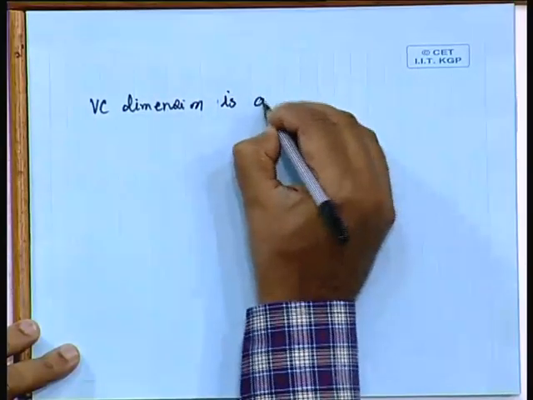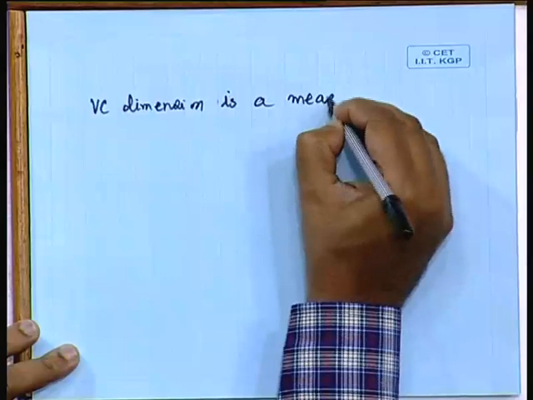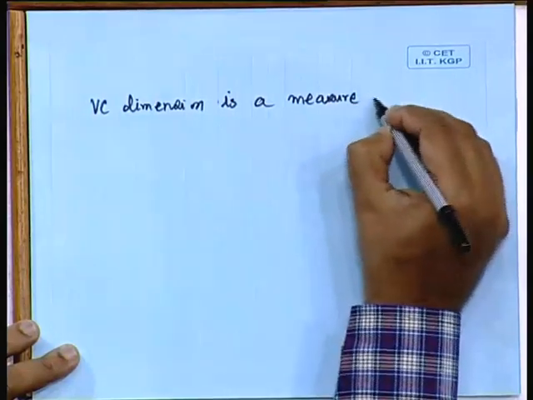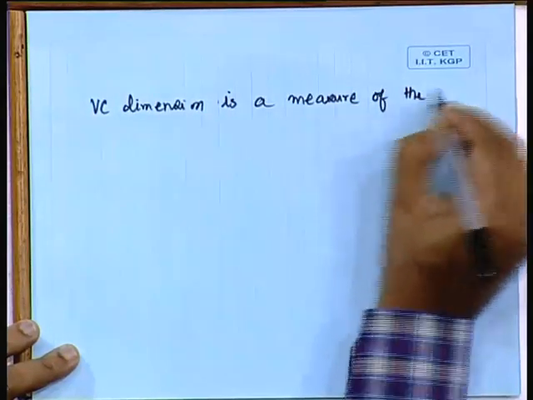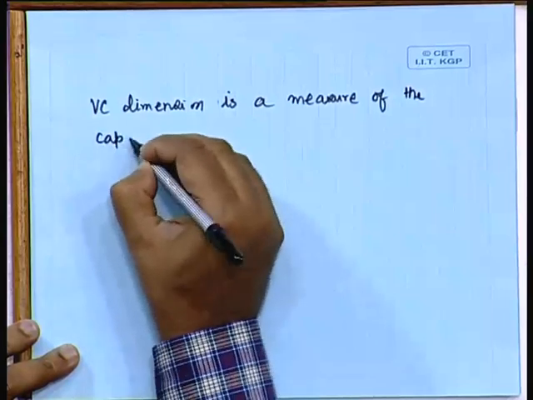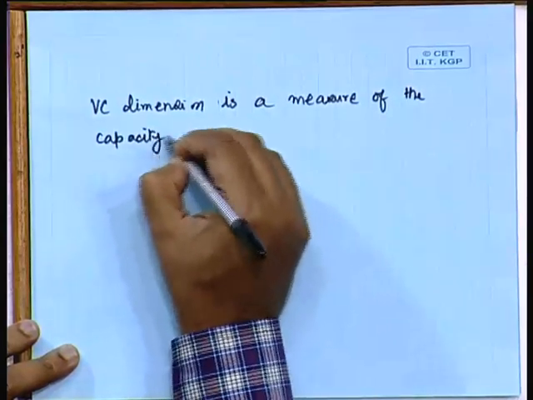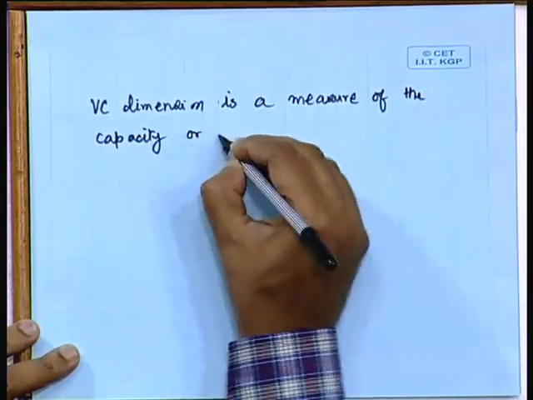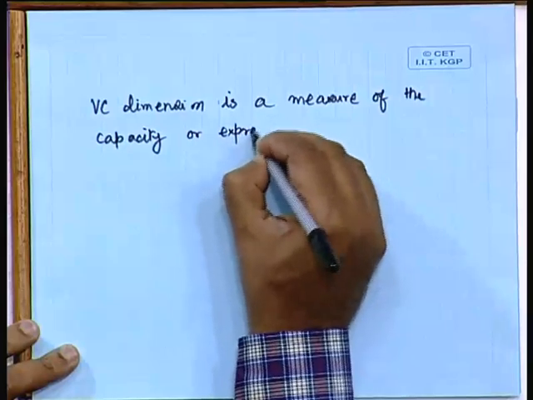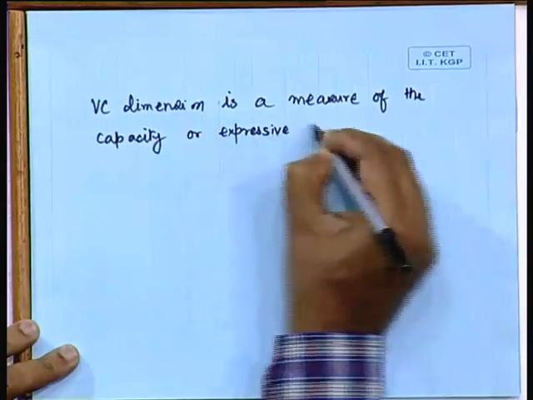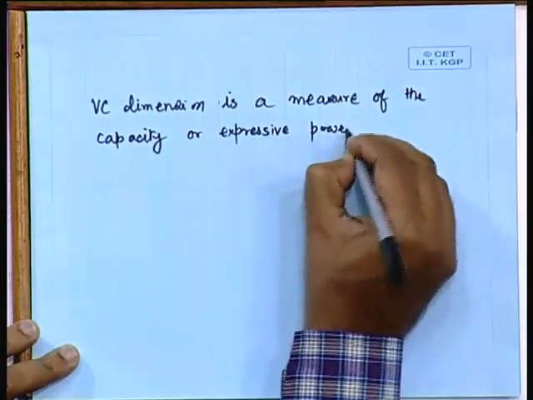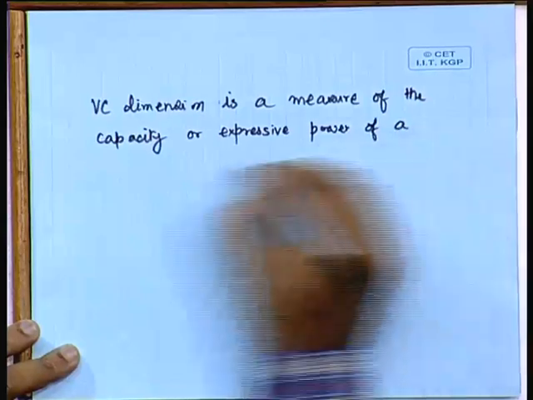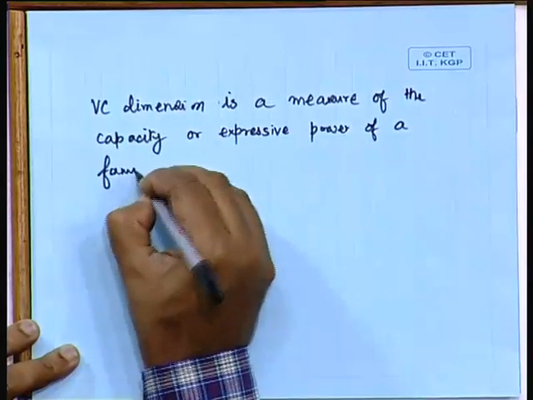So, I can say that VC dimension is a measure of the capacity or expressive power of a family of classification functions.